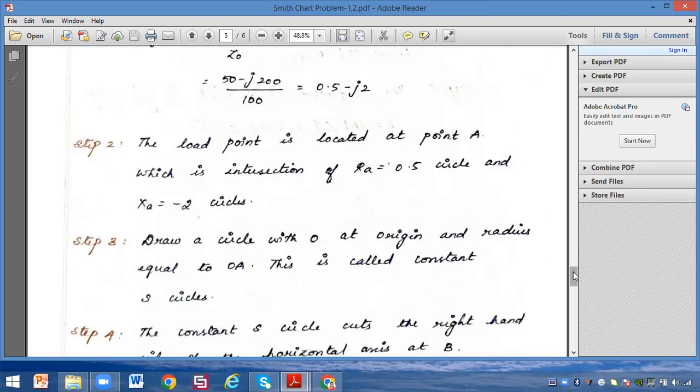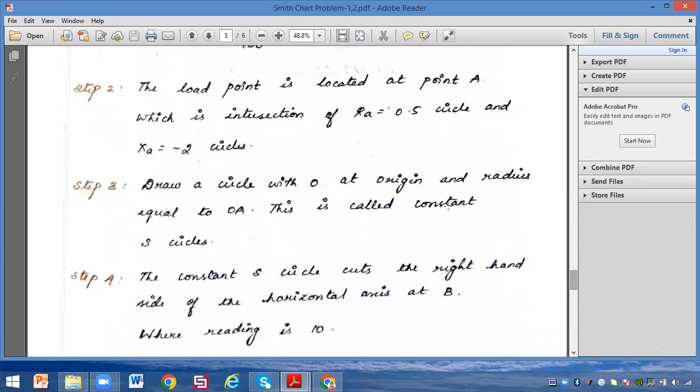Now coming to step 3, draw a circle with O at origin from the unit circle. So that is your origin. From O, we have to take the radius of OA. Your normalized load impedance is nothing but the point A. From the origin, make the radius and draw the constant S circle.